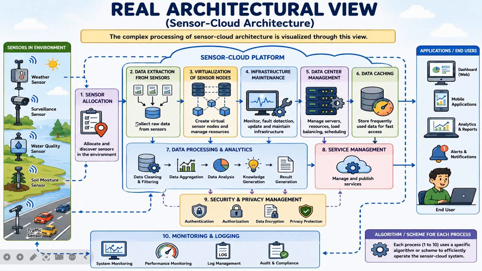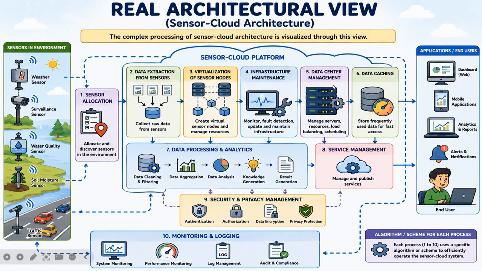Now the first step is what? The first step is the sensor allocation, where suitable sensors are selected and assigned for a specific task. Next, the system performs data extraction from the sensors in order to collect the raw data. After that, the third step is the virtualization of the sensor nodes, which creates virtual sensor resources that can be managed efficiently. The architecture also includes infrastructure maintenance, which monitors and maintains the system.